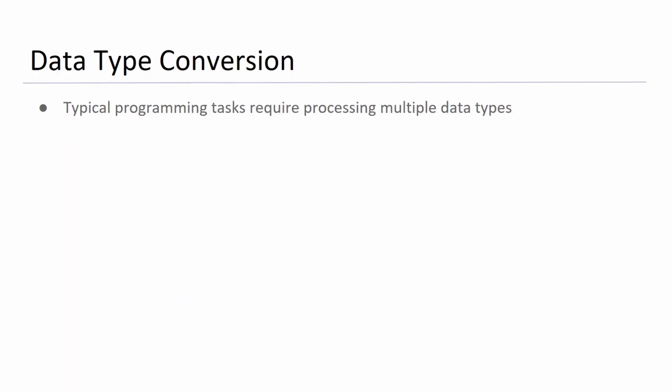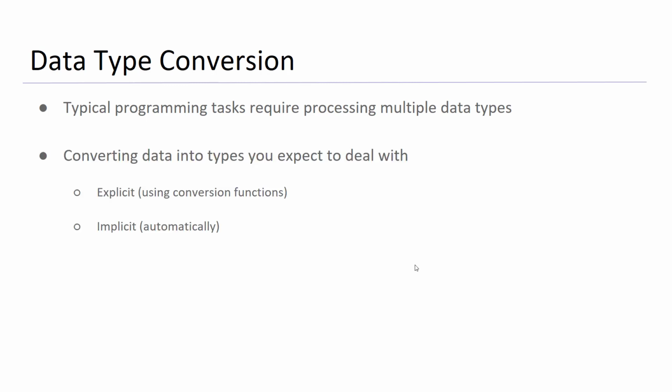Typical programming tasks require processing multiple types of data. And as a programmer, you should always be aware of the type of data that your program is processing. This will allow you to know what operations you can perform. And Python provides two ways to convert data into types you expect to deal with. And these are explicit data type conversion and implicit data type conversion. Explicit data type conversion is done using something that looks like functions, and we'll talk about this next. And implicit type conversion is done automatically by Python for you.